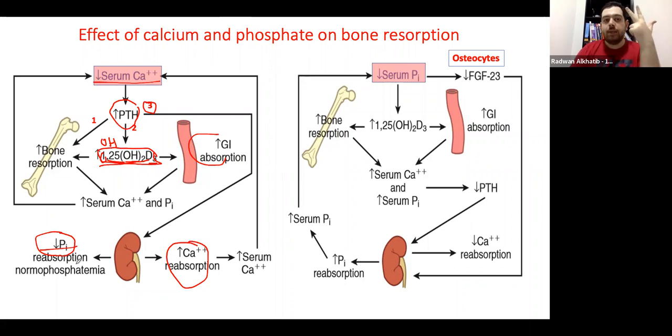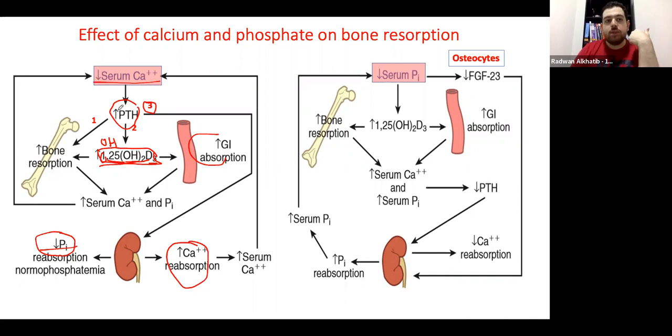So again, I'll repeat the 3 mechanisms. It goes to the bones and it increases calcium release from the bone. It goes to the kidneys and it increases calcium reabsorption in the kidneys, and it activates vitamin D, and vitamin D can go to the GI tract and absorb all the calcium and phosphate.